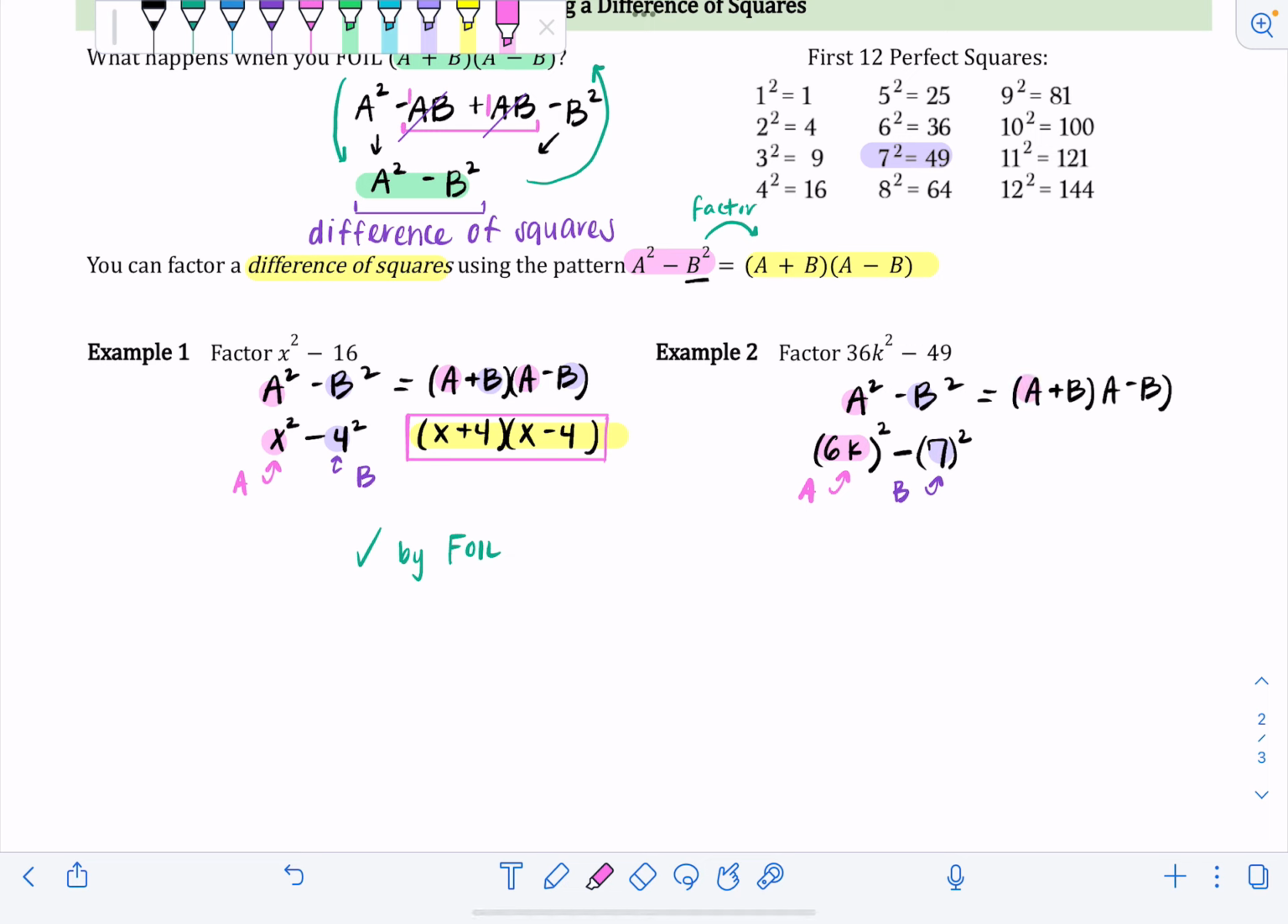I'm going to put a 6k in for both of my A's. I don't know what happened to that parentheses. And then I'm going to put a 7 in for both of my B's. So it'll be equal to, A goes first in these two spots, so 6k goes in both those spots. And then one parentheses has a plus and one has a minus, so I'll copy that down next. So plus and then minus. And then in the last spot goes B, and B's are 7s, so 7 and 7. So 6k plus 7 and 6k minus 7 is our final answer. And same thing here, we can check by foiling.